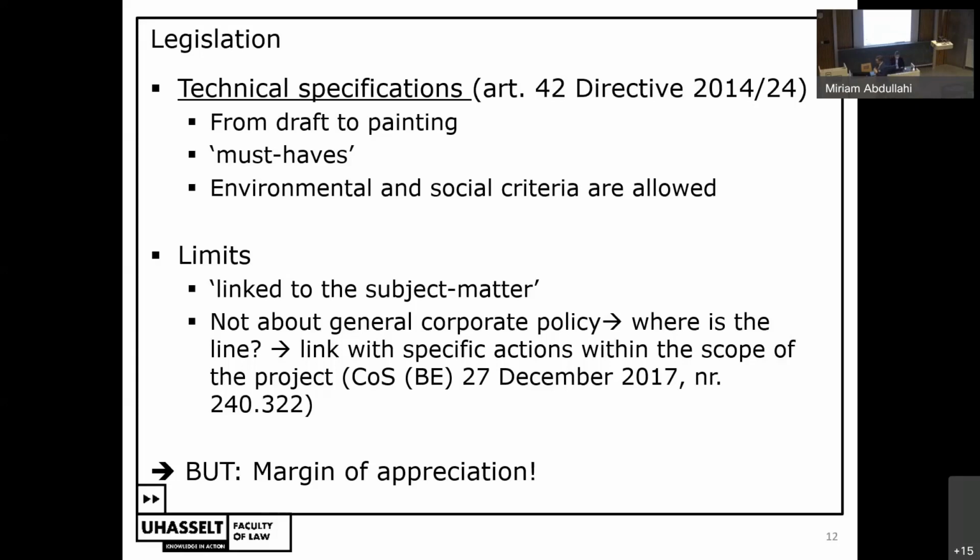Of course, there are limits, but we should take into account that our contracting authorities have a margin of appreciation. They can do a lot, a lot is allowed, so we should always take that into account.